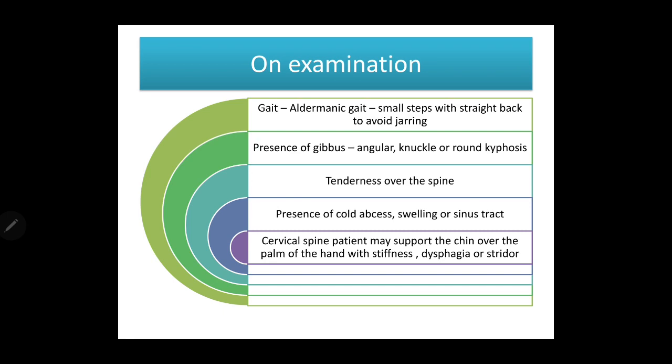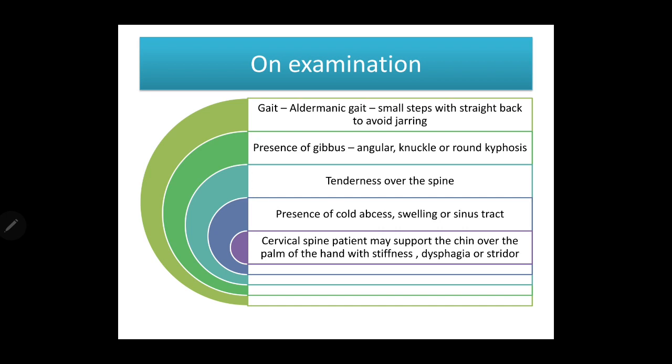Now, tenderness of the spine can be elicited by a couple of methods. One is when you directly thrust your hand over the spine, just to see if there is any tenderness, or else you can give pressure over the spinous process with your thumb. That is called rotatory spinal tenderness, and that's called the Holdsworth test.